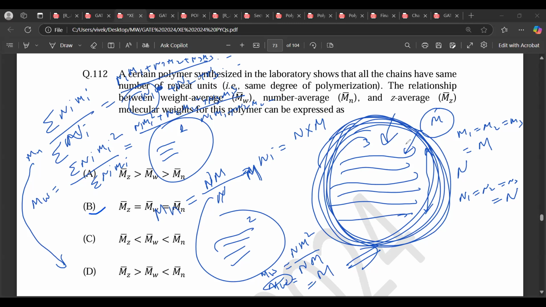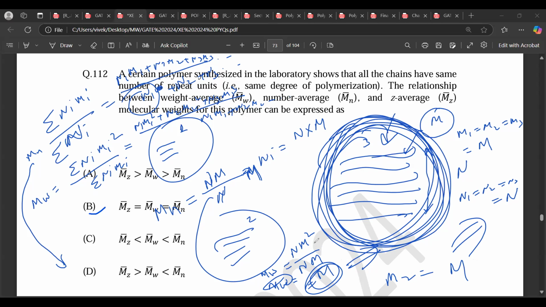It's M, right? Your Mz is also based on NiMi. There is a constant A as well, but I'll come to that formula. If you put these conditions there as well, you'll get the same. Mz is also the same, M. So what I'm trying to tell here is that since you have simplified all the groups to a single group with a single same size chain, it becomes monodisperse, and your molecular weight is always the same.